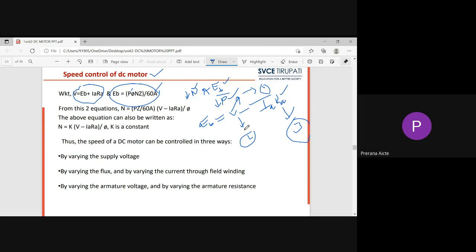With the supply voltage, it is not possible to increase more than the supply voltage. It is possible to reduce from rated voltage to less voltage. That's why when this voltage V is reduced, back EMF also reduces. So when back EMF reduces, flux is constant, speed is going to reduce. That is nothing but supply voltage control method. In supply voltage control method, we can obtain the below rated speeds only.